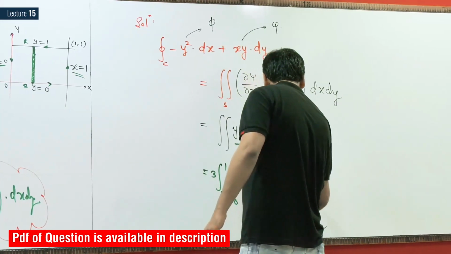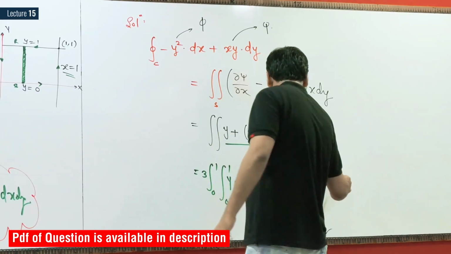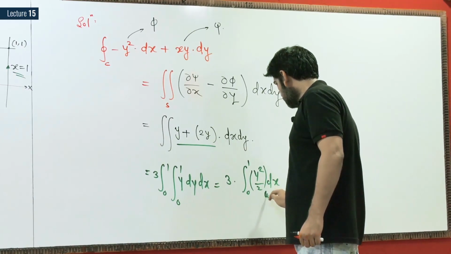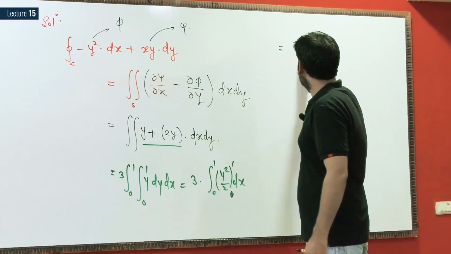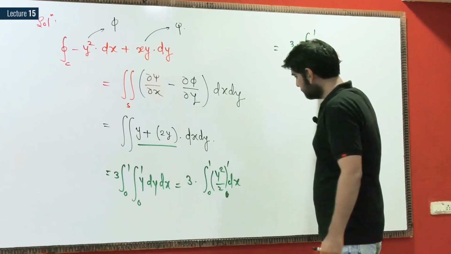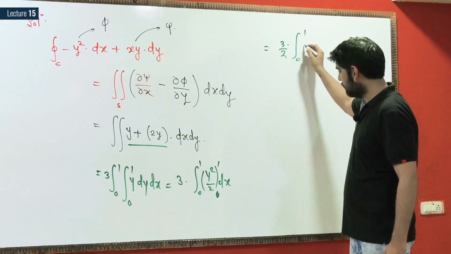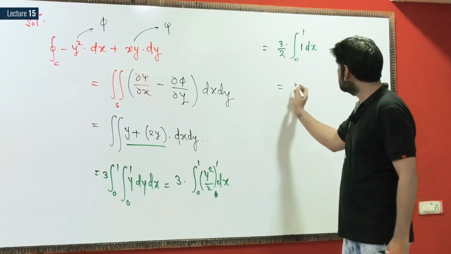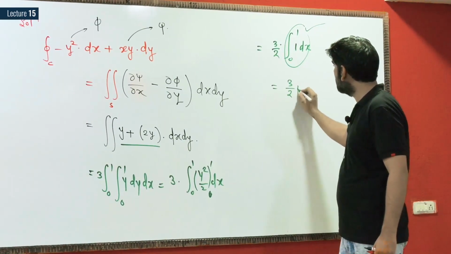Let us solve. 3, 0 to 1, y square by 2 dx, putting the limits 0 to 1. So 3 into 1 by 2, that is 3 by 2, and then dx from 0 to 1 gives 1. You are getting my point? So the answer will be 3 by 2.